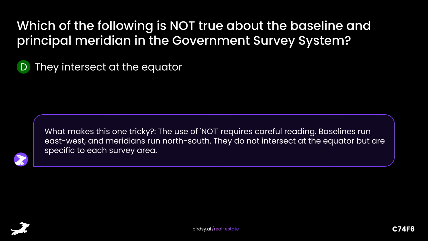What makes this one tricky? The use of "not" requires careful reading. Baselines run east-west and meridians run north-south. They do not intersect at the equator, but are specific to each survey area.